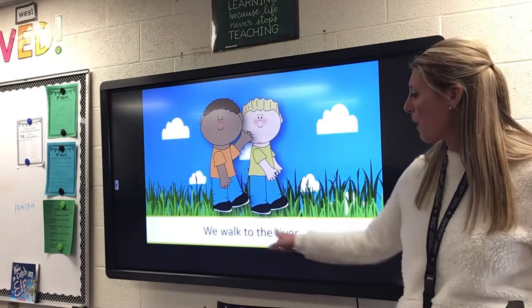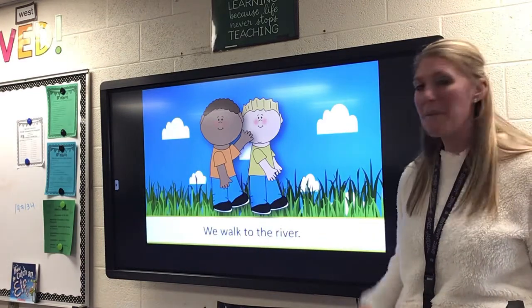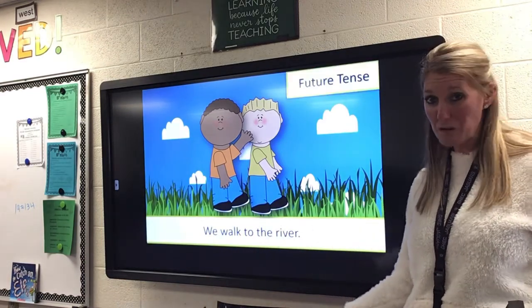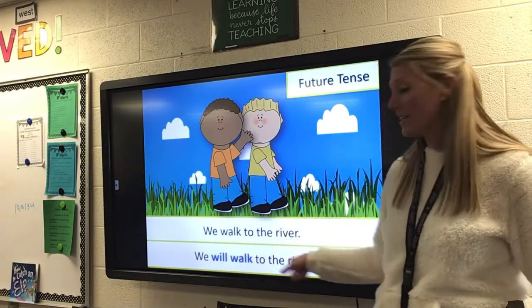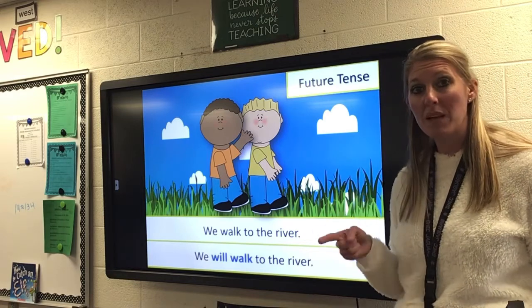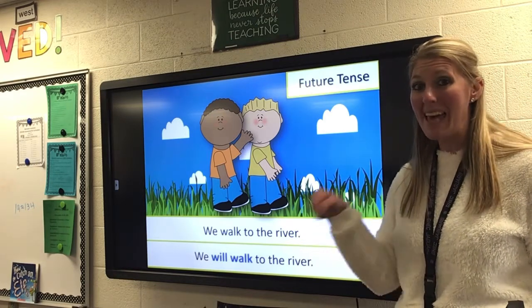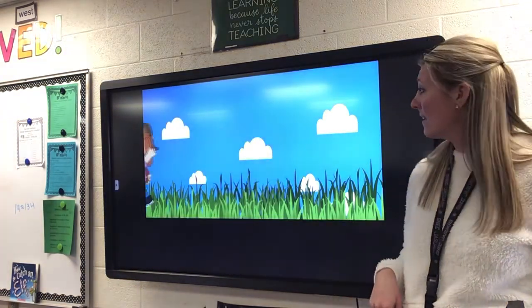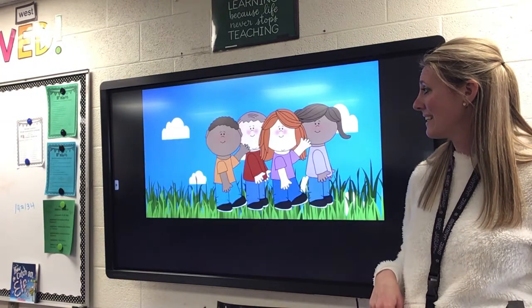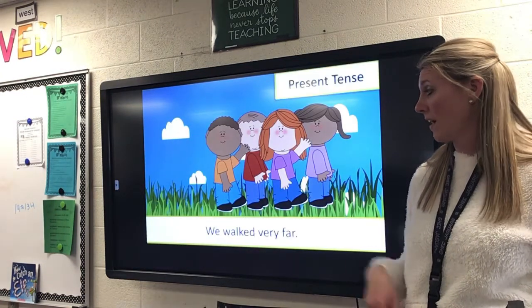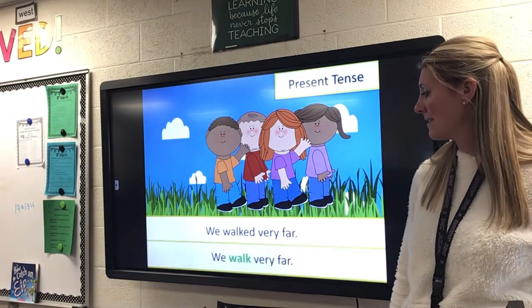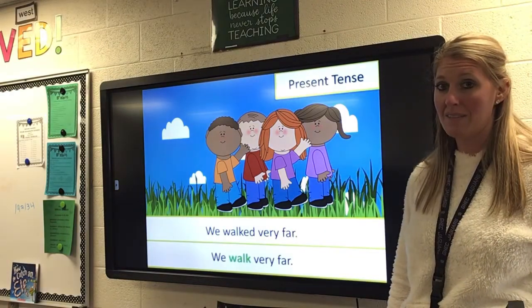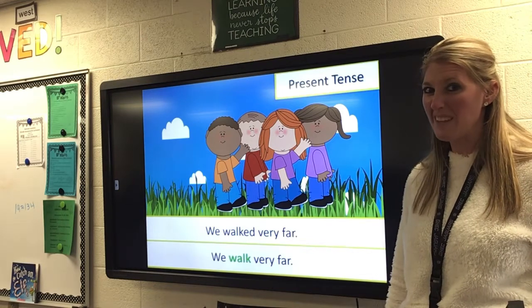All right, we walk to the river. How can I make that so it's going to happen in the future? So I could add the word will again. We will walk to the river. And when I add that word will, it means it's going to happen soon. We walked very far. So this is the past tense. How can I make that present? We walk very far. So that one's just throwing in a practice of a present.